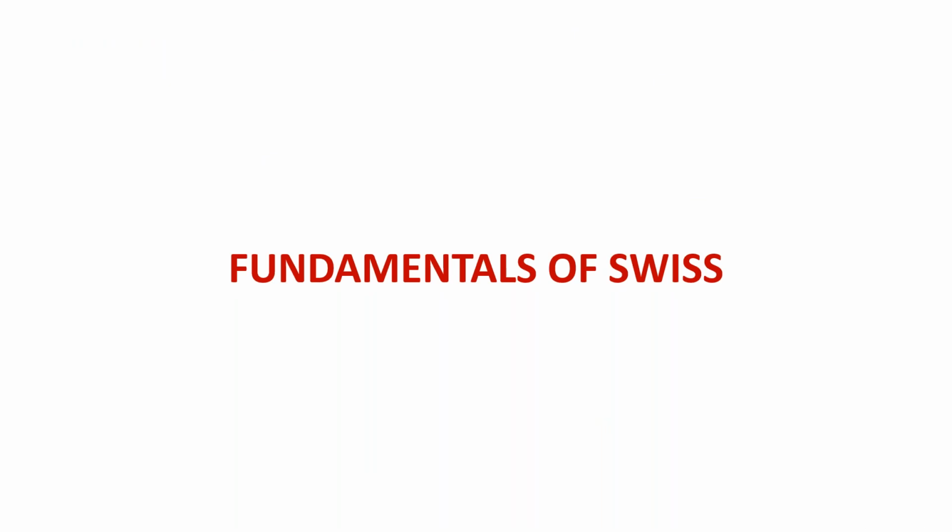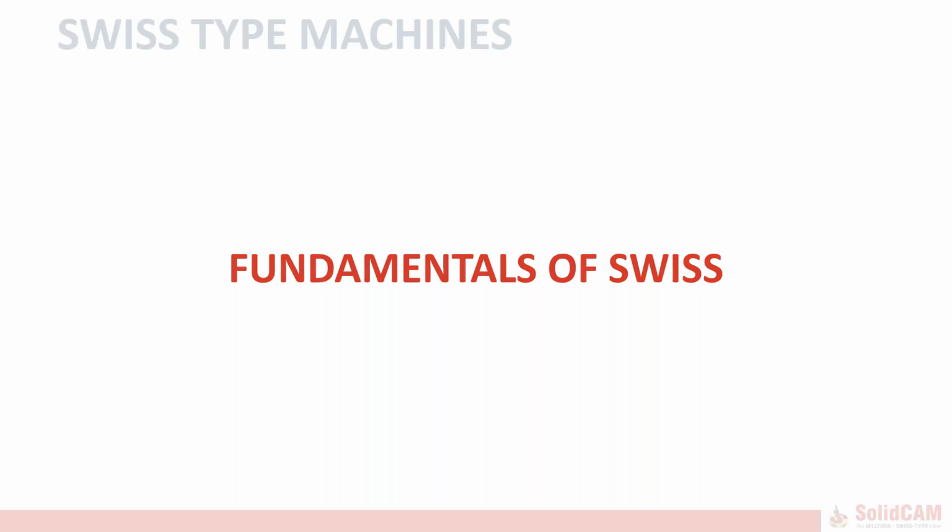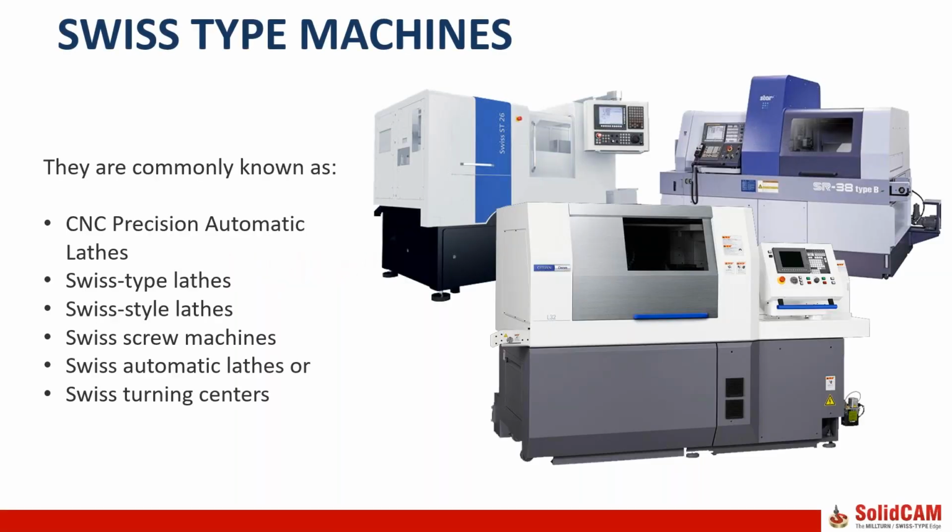Let's go to Swiss type machines. As you see, they look even more simple from the outside. Nothing special. This Mazak Integrex, it was an impressive machine. This looks like nothing special, but they are special.